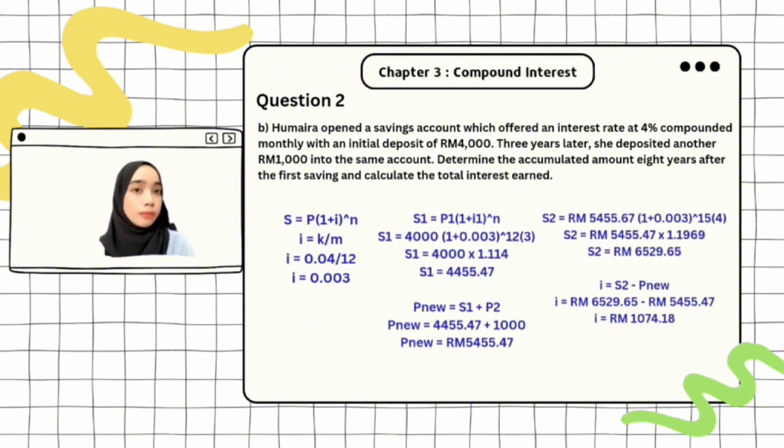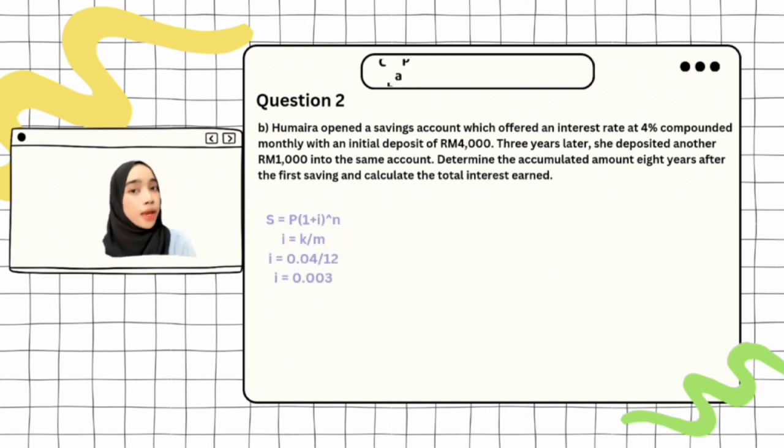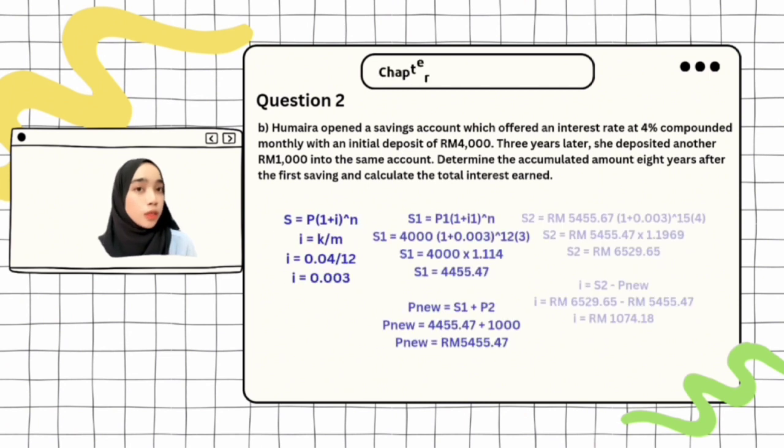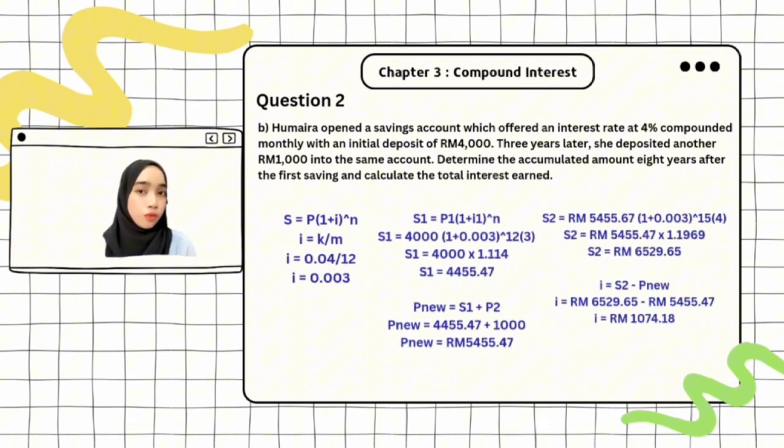I equal RM6529.65 minus RM5455.47. I equal RM1074. I equal RM1074.18. So that's the total for interest earned.